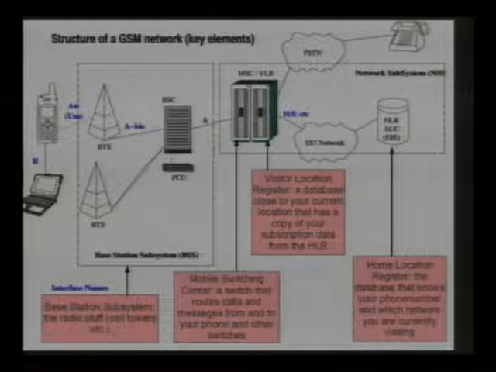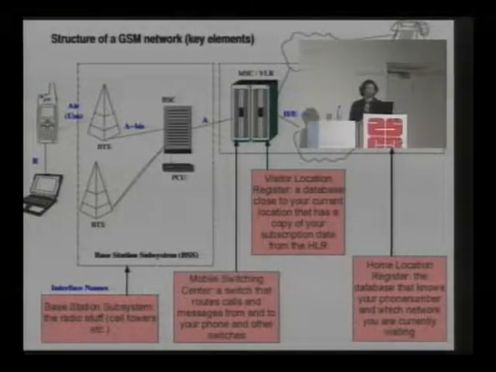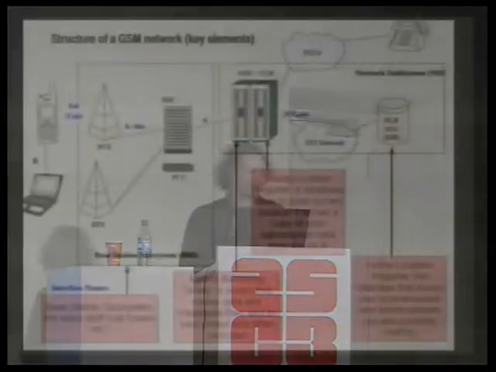Then there is the visitor location register, which always has a copy of your subscription data. The visitor location register that is physically closest to you always gets the copy of your subscription data from the home location register and uses that, so that every time you make a call, the home location register doesn't have to be asked whether you are allowed to make that call and stuff like that. It stays in the area.